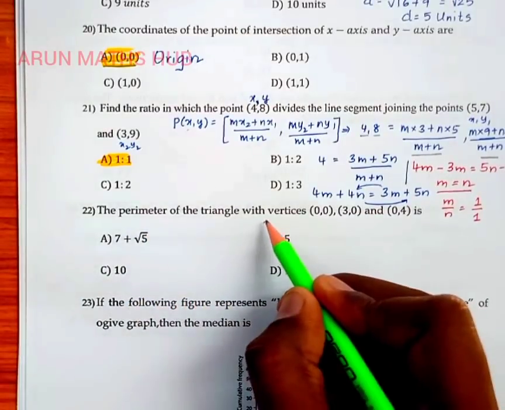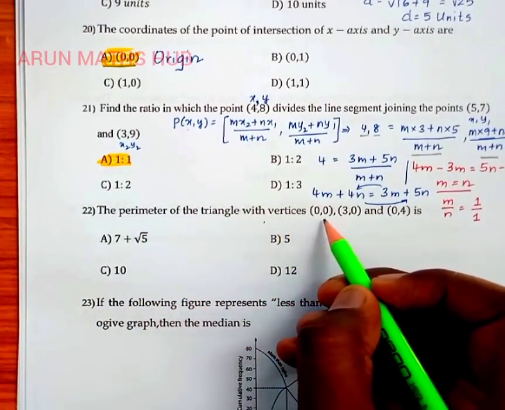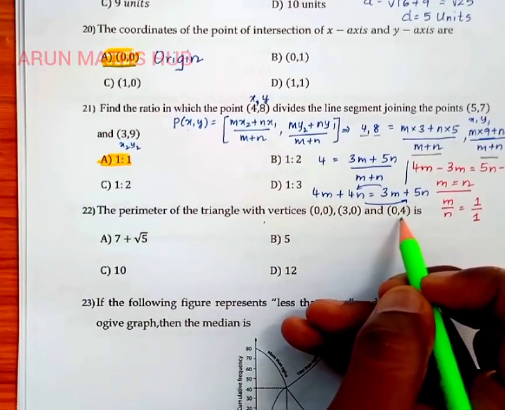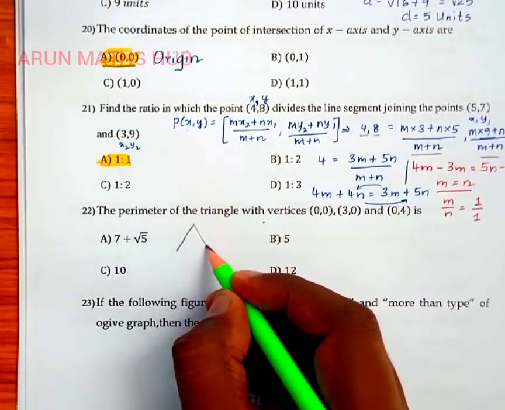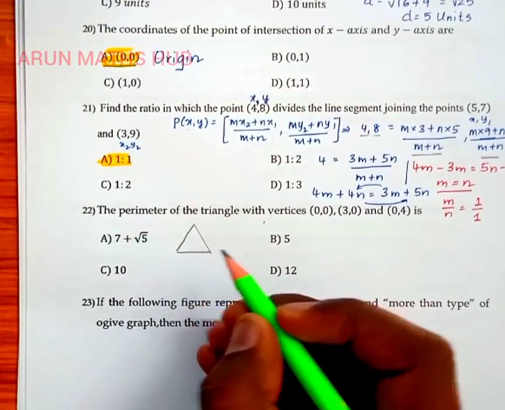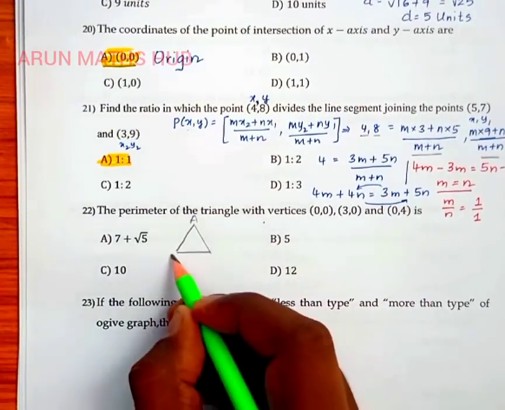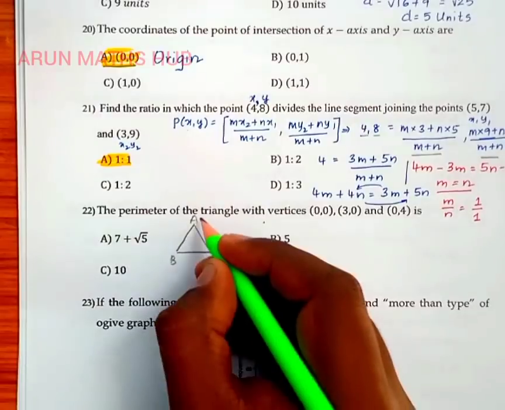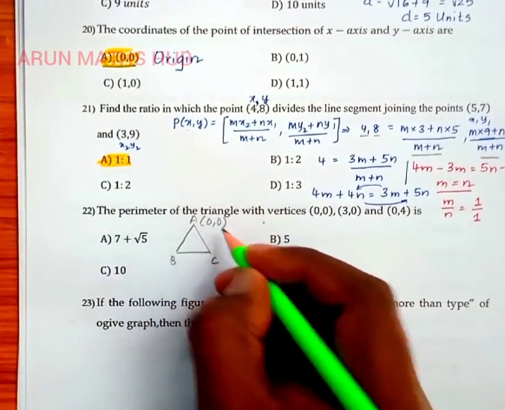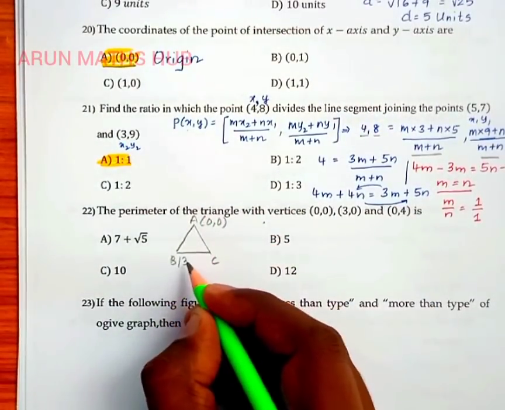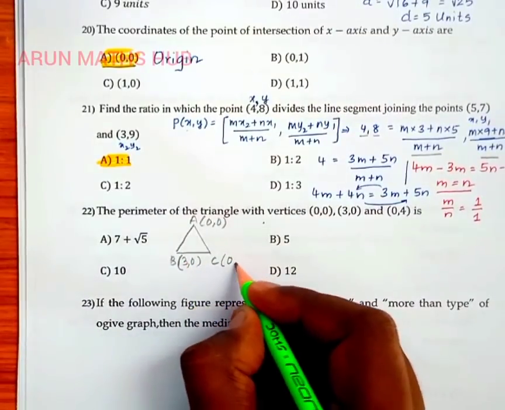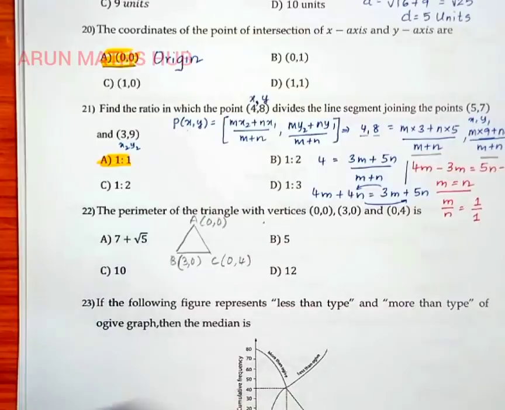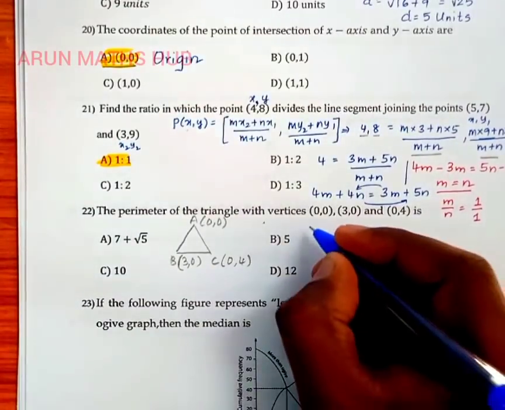This question is a little bit lengthy. Do it for your practice. Second question: the perimeter of the triangle with vertices 0, 0, 3, 0 and 0, 4. A is 0, 0, B is 3, 0 and C is 0, 4. Students, what is the perimeter of triangle ABC?